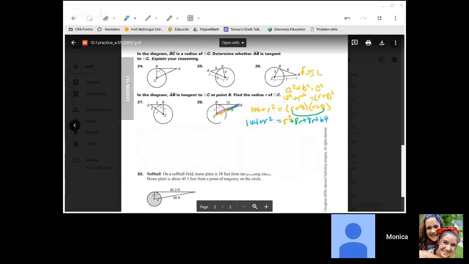Okay, so for 24, Lily, we have to just tell if segment AB is tangent to the circle, okay? And in order to know if a segment is tangent to a circle, it has to meet at a 90-degree angle at the point of tangency, which is that point where it touches the circle, okay? So if you look at 24, how do we know that that meets at a 90-degree angle? Okay, yeah.